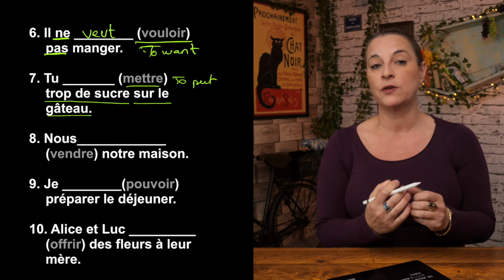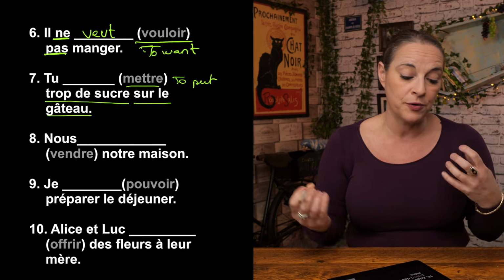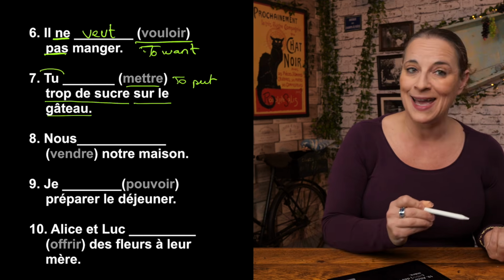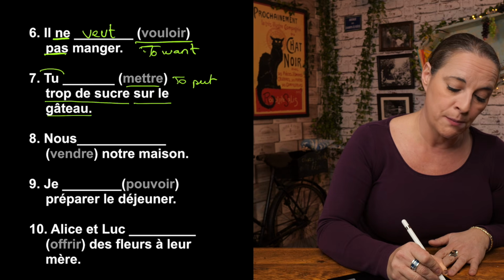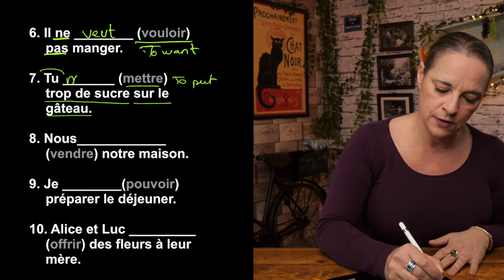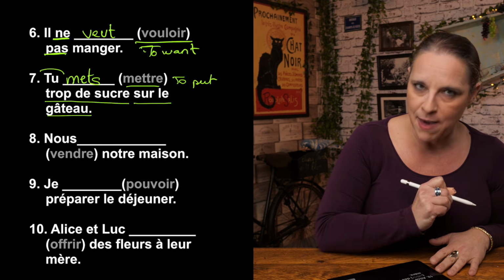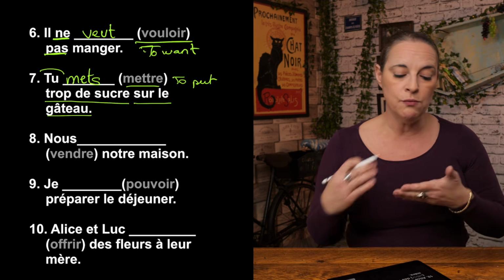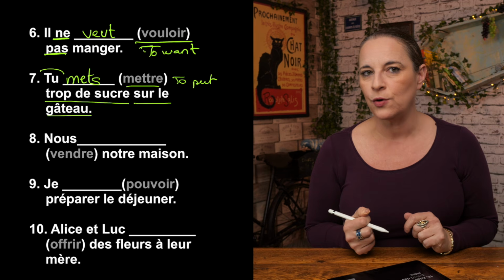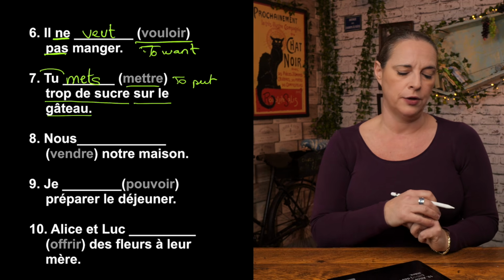So here again, we've got to select what is the endings appropriate for tu. It has to be an S, but how do you transform mettre, the infinitive, into its conjugated present tense? Tu mets, with an S. Okay, so tu mets trop de sucre sur le gâteau. You put too much sugar on the cake.